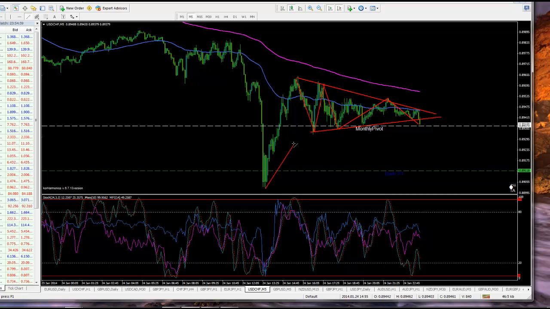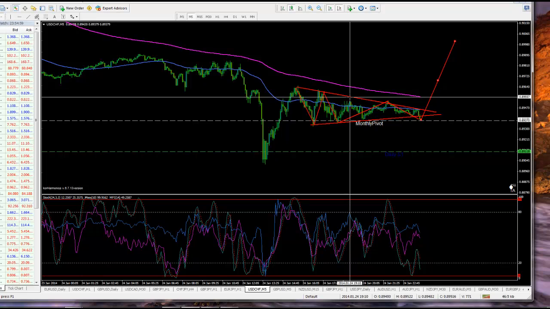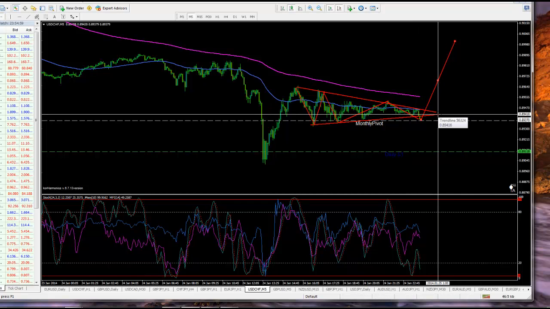And a good way to gauge this is AB equals CD. So typically you can count on C wave doing the same length at least as A wave, if not longer. So that's a good way to gauge that. And so let's say we took this off of a bounce and got back up above this, what was a support, and it does not become resistance.